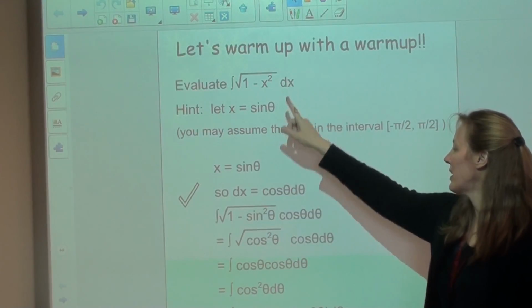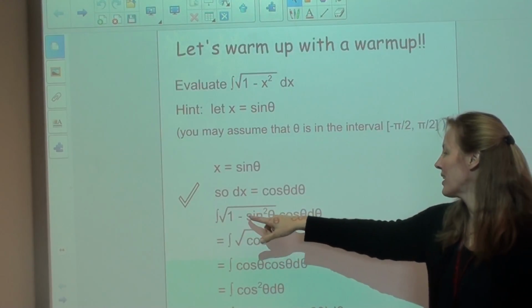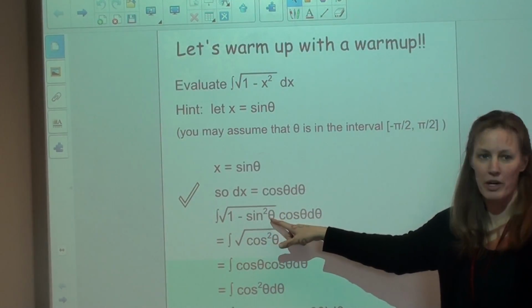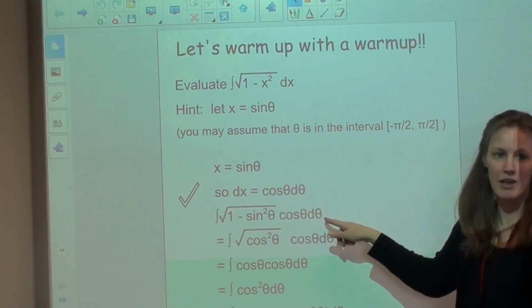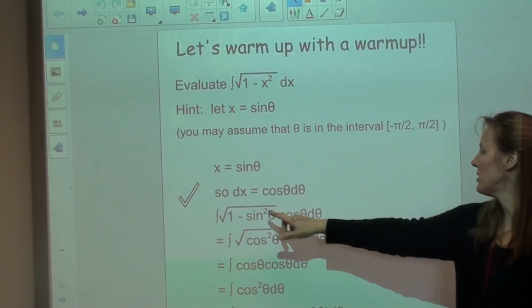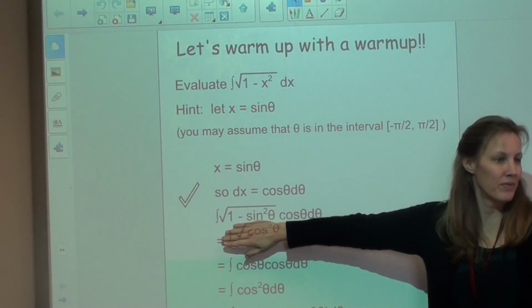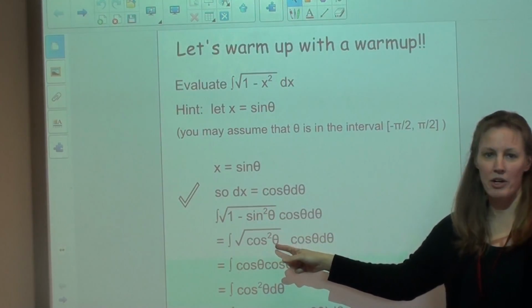What you do is you replace your x with sine theta. So you end up with the square root of 1 minus sine squared, right? And then of course your dx becomes cosine theta d theta. What is the square root of 1 minus sine squared? Or what is 1 minus sine squared equal? Cosine squared, right? So it becomes the square root of cosine squared.